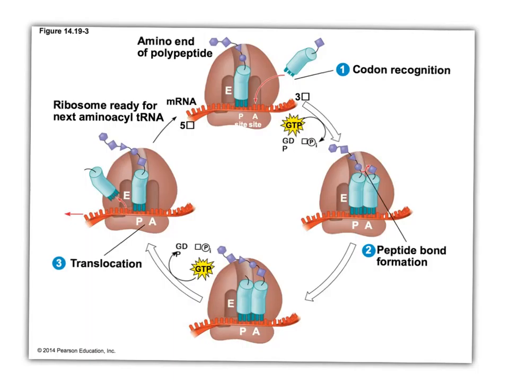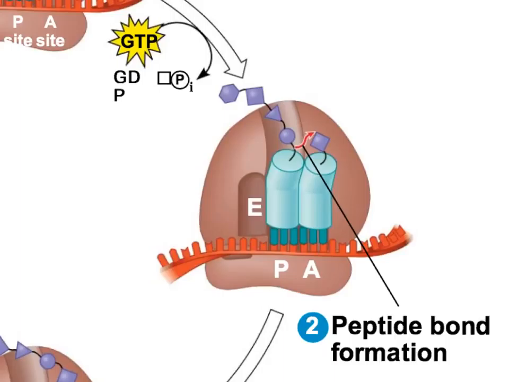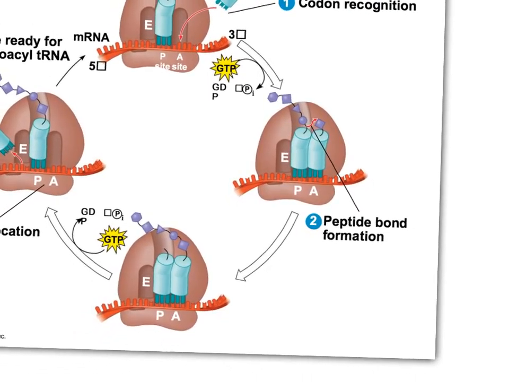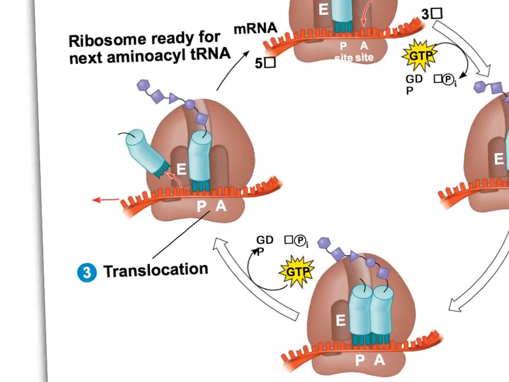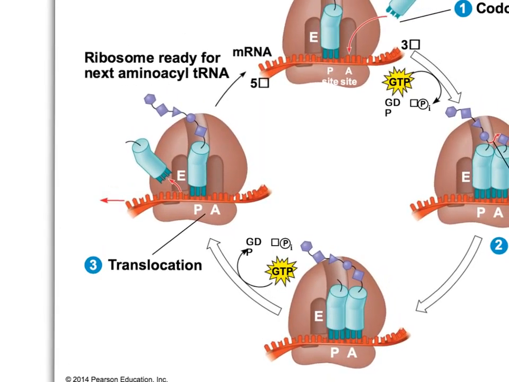See this little red arrow? That's peptide bond formation. The growing peptide is going to be transferred from the P site to the A site. And as that occurs, so does the ribosome slide down. So you get the transfer, what you see here, and then the ribosome moves down so that the peptide that's attached to the tRNA is occupying the P site. And then the used tRNA leaves.